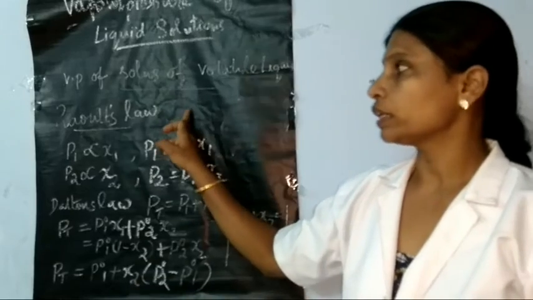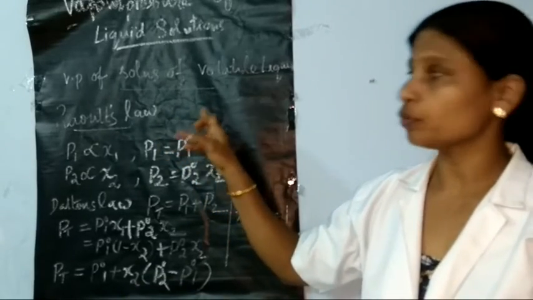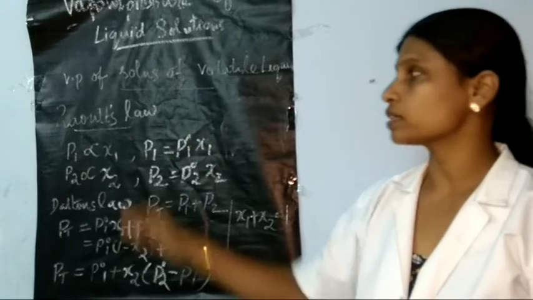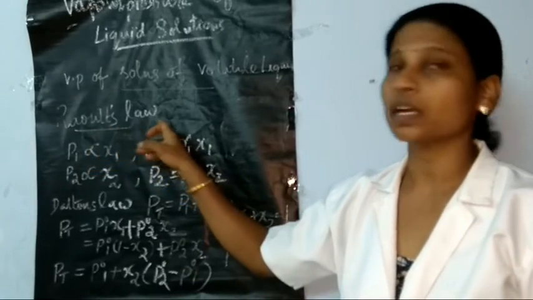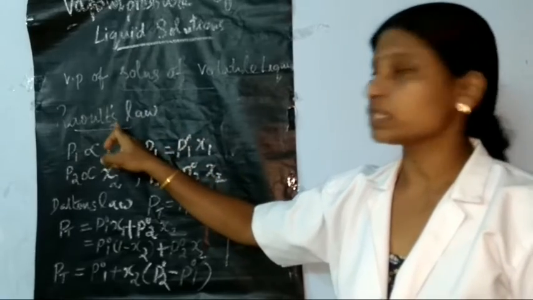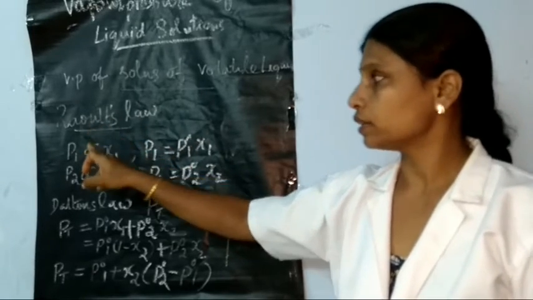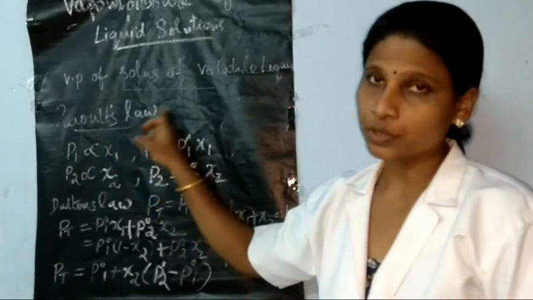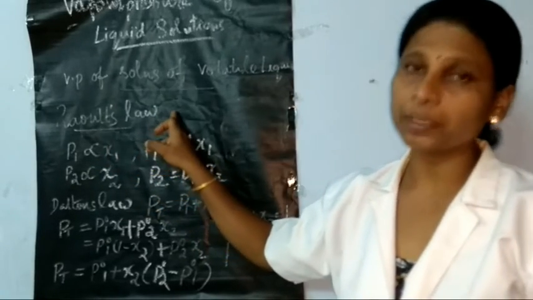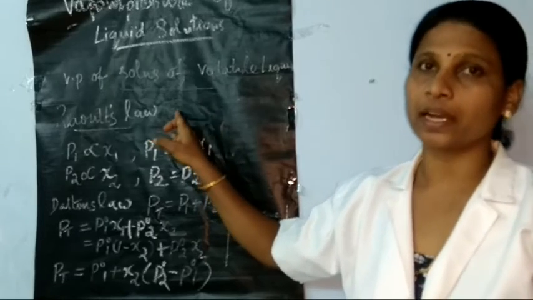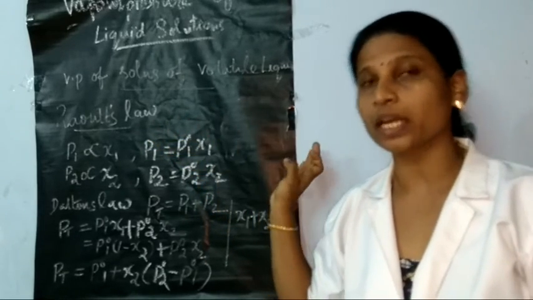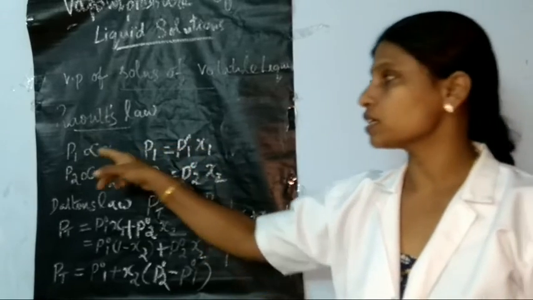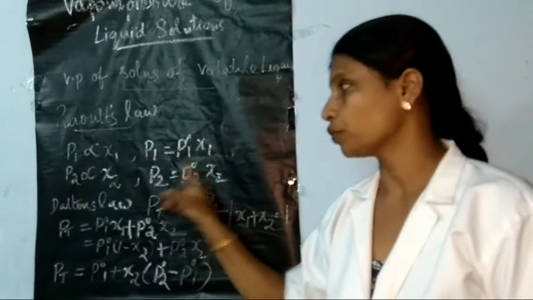The relationship connecting the mole fraction and vapor pressure of a liquid solution is explained by the scientist Raoult. Raoult is a French chemist and the law is known as Raoult's law. Raoult's law states that for a solution of two volatile liquids, the vapor pressure of each component is directly proportional to its mole fraction.